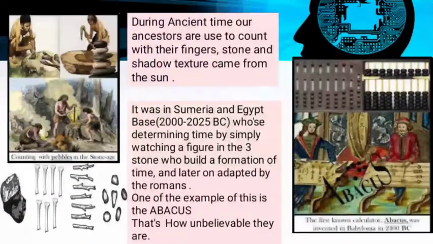Next, why did I choose that item to relate to the history of the calculator? It's just because during ancient times, our ancestors used to count with their fingers and stones, and shadows came from the sun. It was the Sumerians and Egyptians who determined time by simply watching the shadows, and it was later adopted by the Romans.